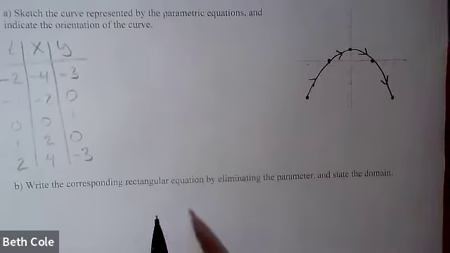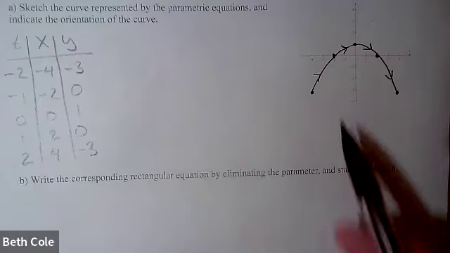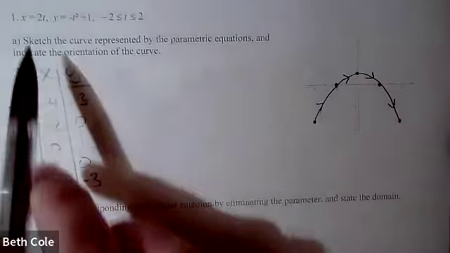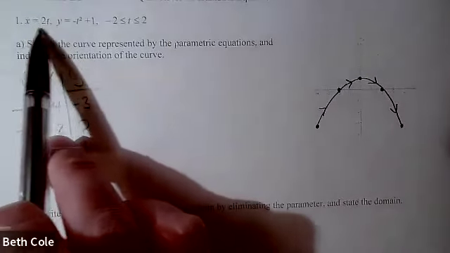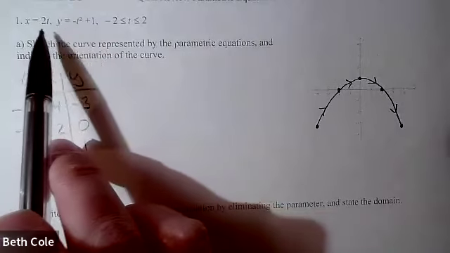For part B, we're going to write the corresponding rectangular equation by eliminating the parameter. So we just want x and y. We don't want t in there. And then we're going to state the domain, which we can kind of see from looking at this. So what I would do is get t by itself in the x equation. That's an easier one to deal with than the y equation. Just pick the one that's easier.